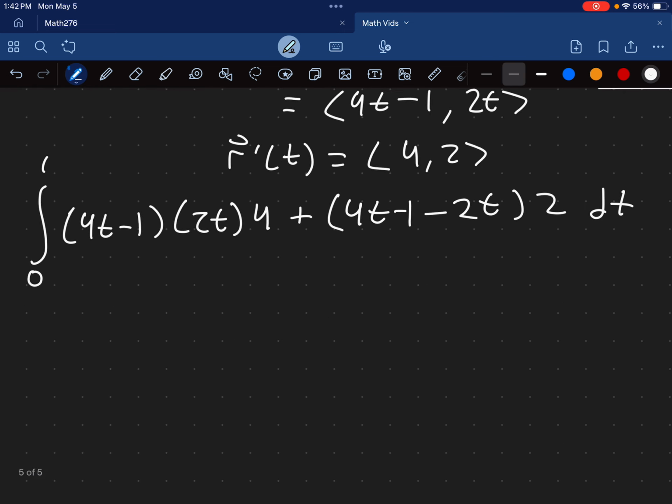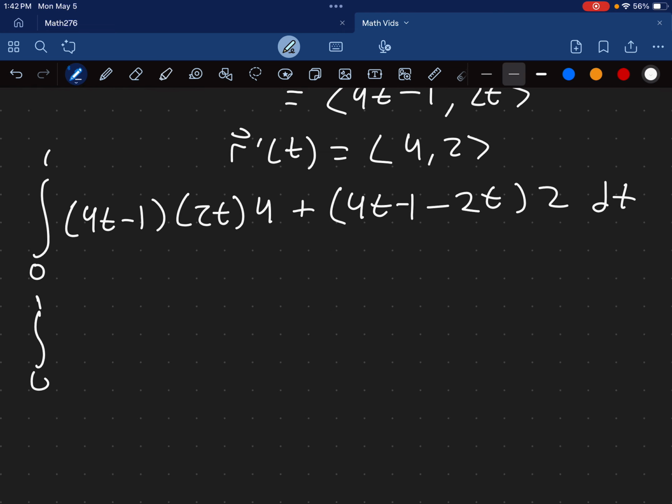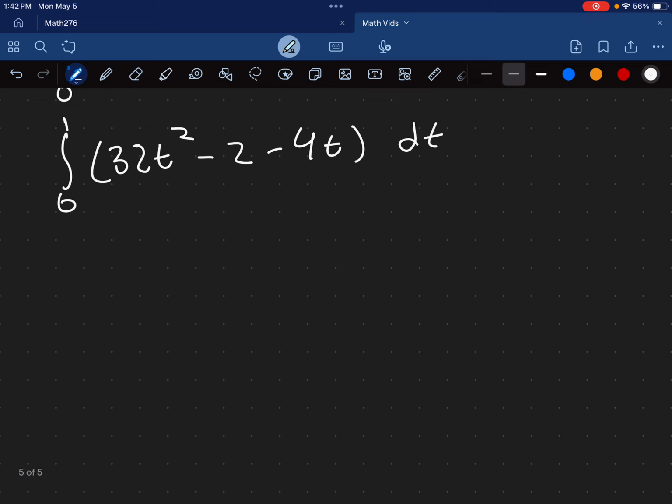And now simplifying, I'm just going to go ahead and simplify the whole thing. It's just a little bit of algebra that you can go ahead and do. Minus 8t plus 8t. You know what? We'll go ahead and simplify fully. That just becomes 0. So we need minus 2 minus 4t dt. And now we just have a simple Calc 2 type integral.